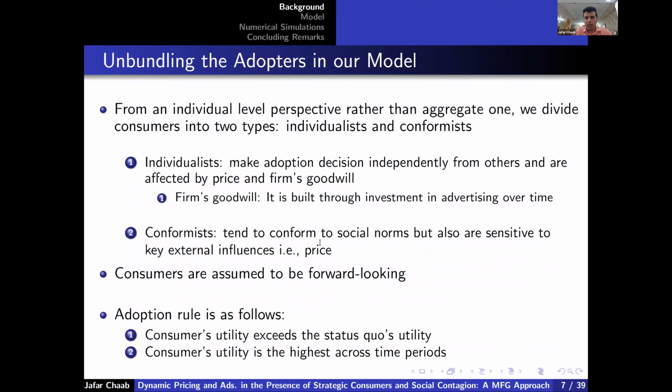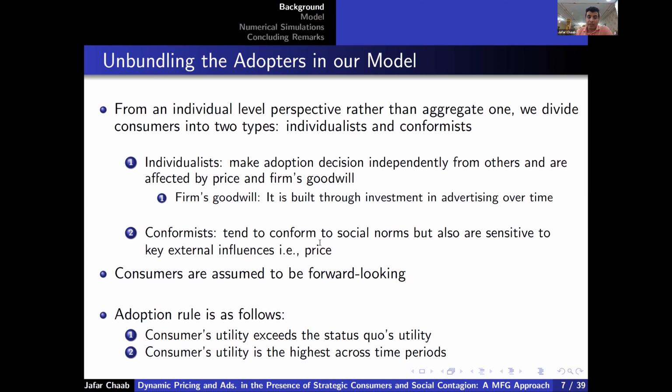From now on, I'm going to focus more on our framework. What we consider here in our research is an individual level perspective rather than an aggregate one, and we divide the consumers into two categories. We name those consumers who make adoption decisions independently from each other and are affected by key external influences like price and the firm's goodwill as individualists. And we name those consumers who tend to conform to the social clique, but are also sensitive to key external influences, as conformists. The firm's goodwill can represent the brand image, which is built through investment in advertising over time.